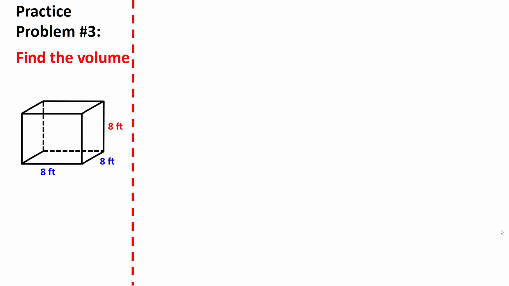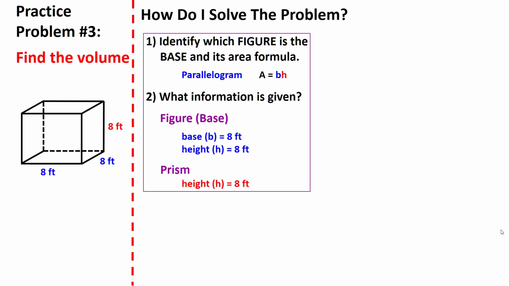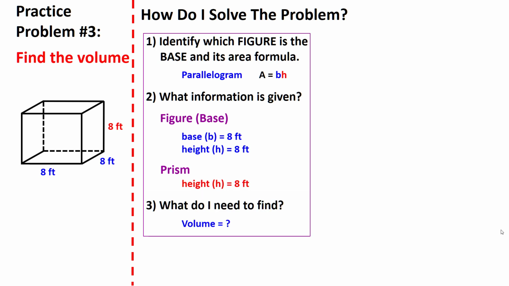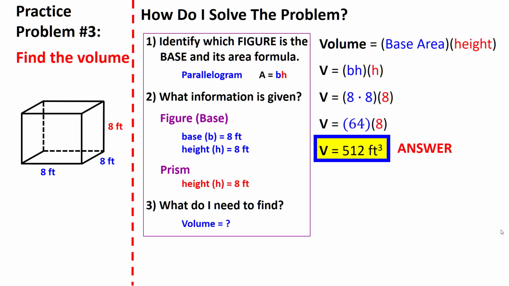Problem 3. Find the volume. How do I solve the problem? First, I identify which figure is the base and its area formula. Second, I write down what's the given information. Third, I write down what I need to find. I always start with the volume formula, base area times height. I use substitution. 8 times 8 is 64. 64 times 8 is 512. The final answer is 512 cubic feet.